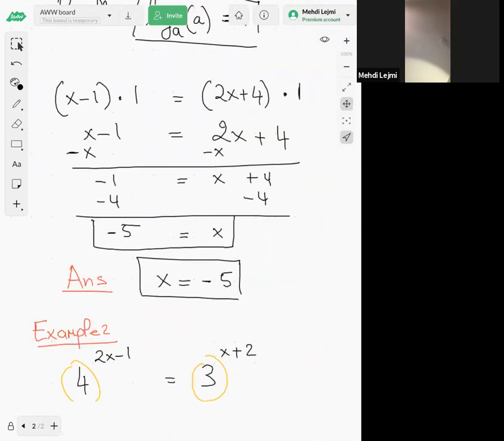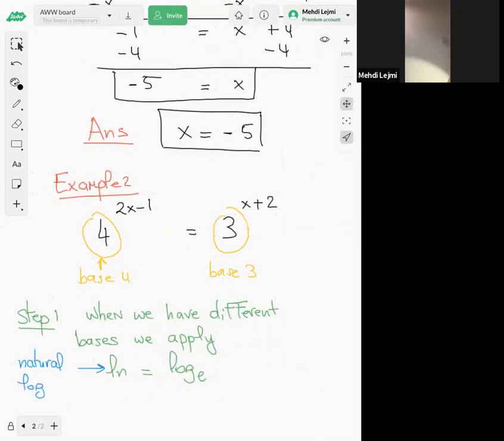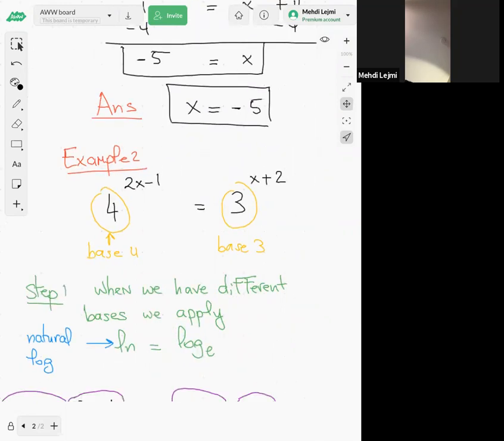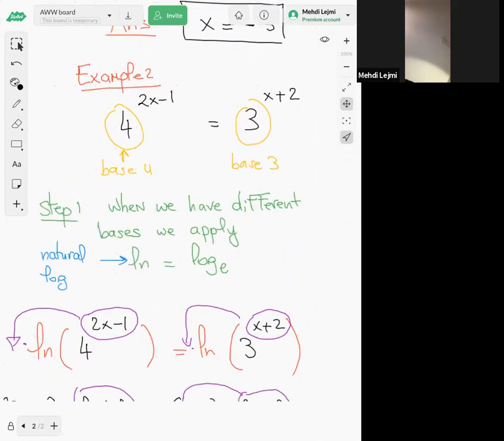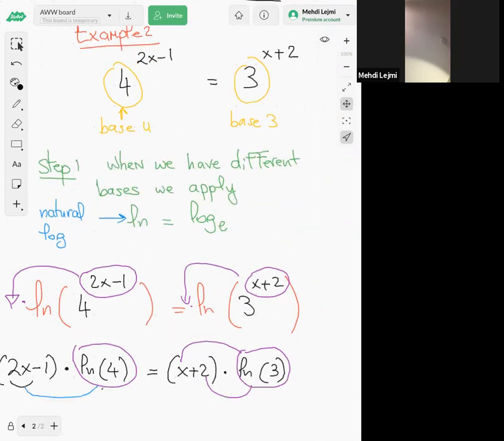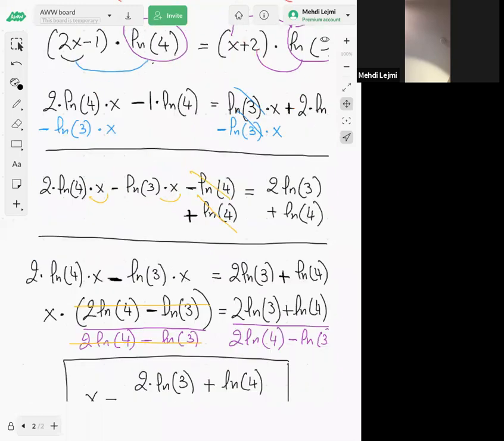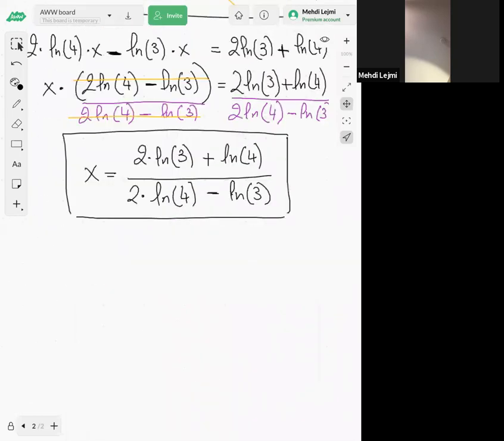But then there is the second case, which is, I would say, more complicated, when we have exponential functions with different bases, right? Here is the base 4, base 3, but in that case, you have to apply natural log, okay? So when you have different bases, you apply natural log because natural log is the very common log we use, all right? Anyway, no questions, guys? So then here's an exercise.